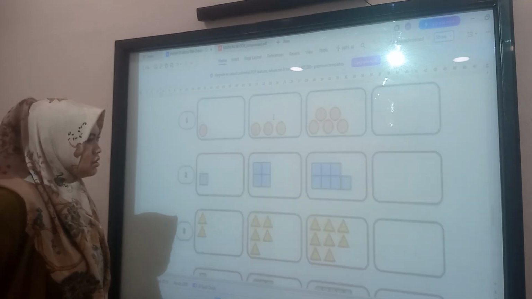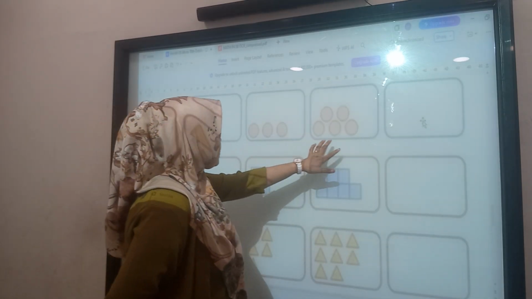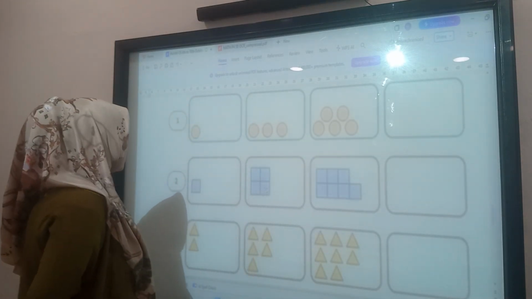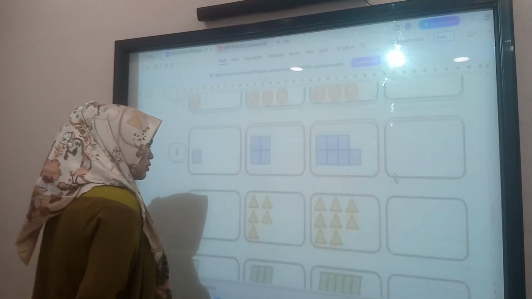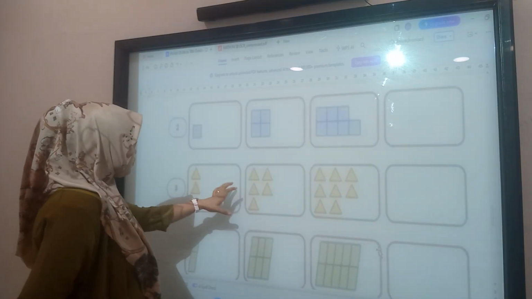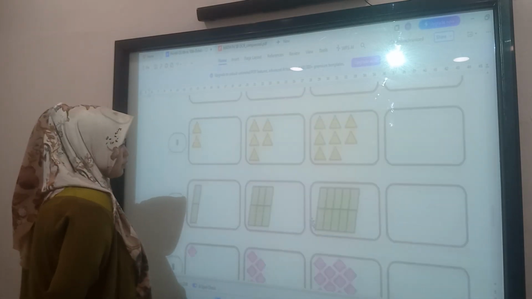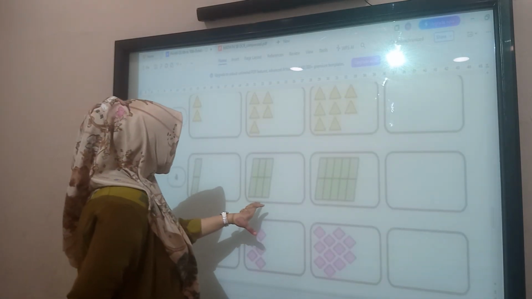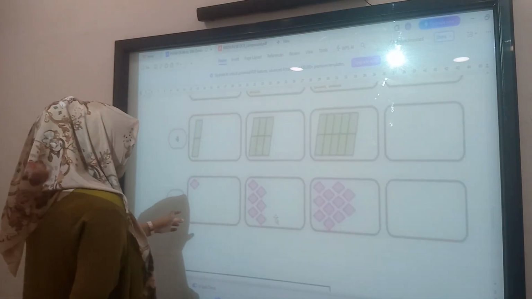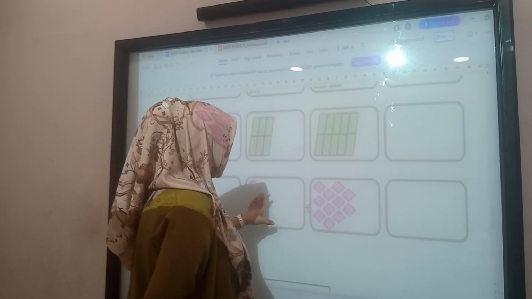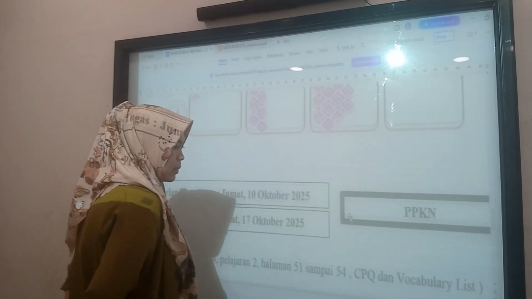This one is not a triangle. So what is the next one? 1, 3, 5, this is 7. Okay, this one? 1, 4, 7, and 10. Okay. 2, 5, 8, 11. 2, 6, 10, 14. 1, 6, 11, 16.